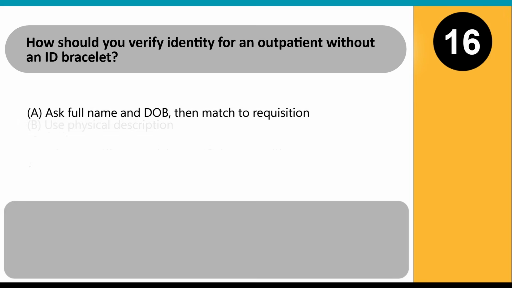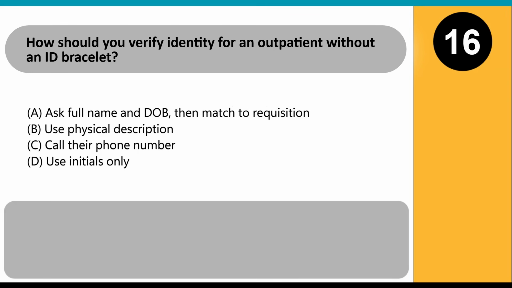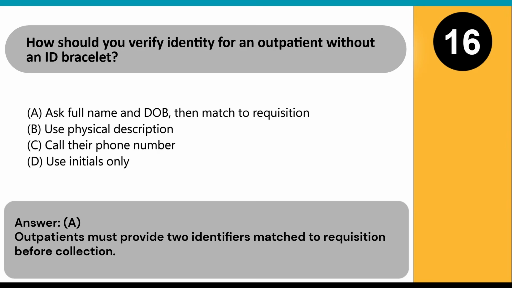How should you verify identity for an outpatient without an ID bracelet? A. Ask full name and DOB, then match to requisition. B. Use physical description. C. Call their phone number. D. Use initials only. Answer: A. Outpatients must provide 2 identifiers matched to requisition before collection.